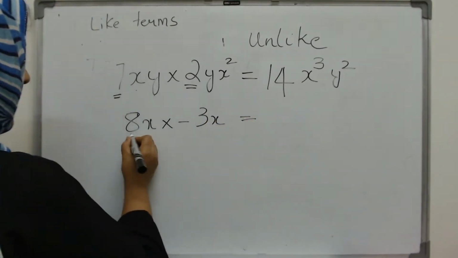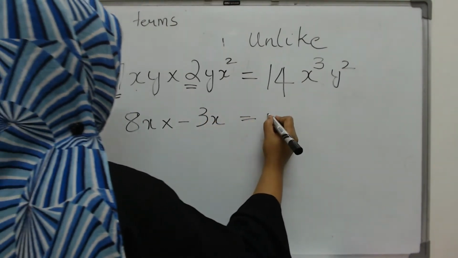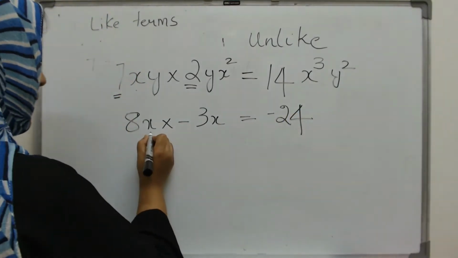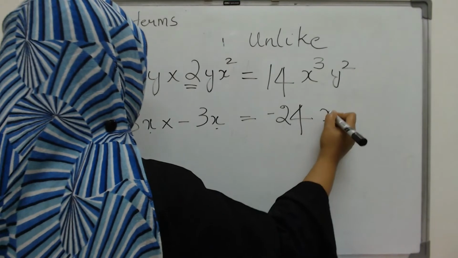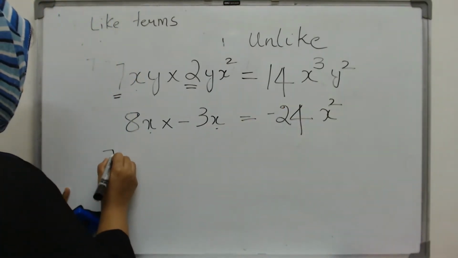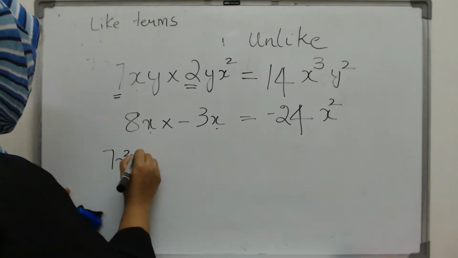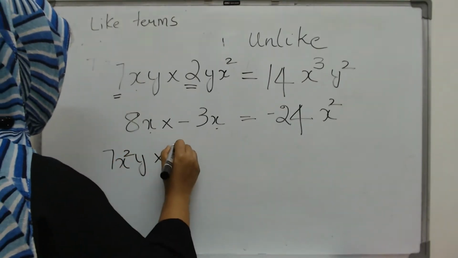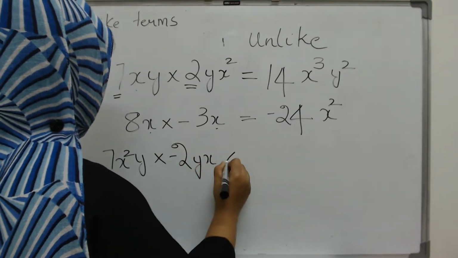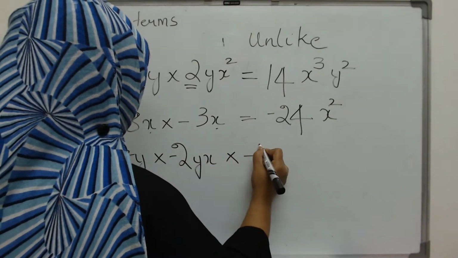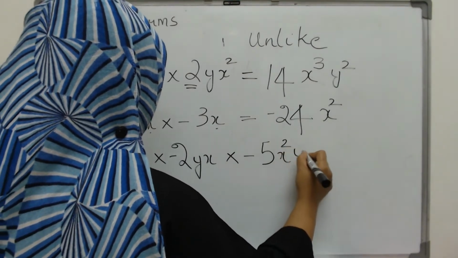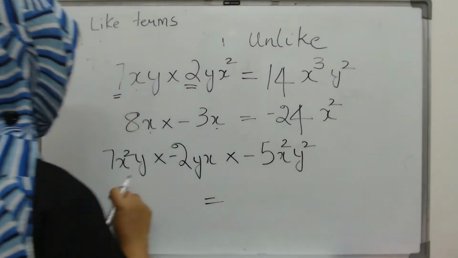What do we do? 8 into minus 3 would be minus 24. What about the x? 1x here, 1x here, it would be x square. Then, how do we do this?